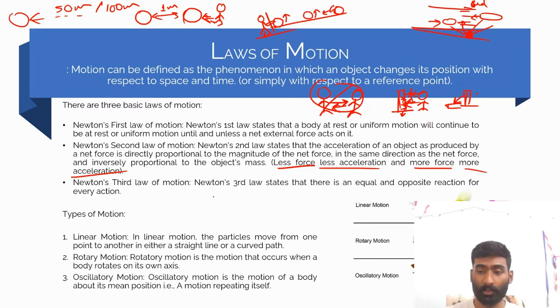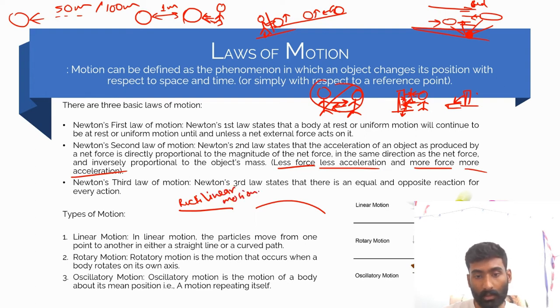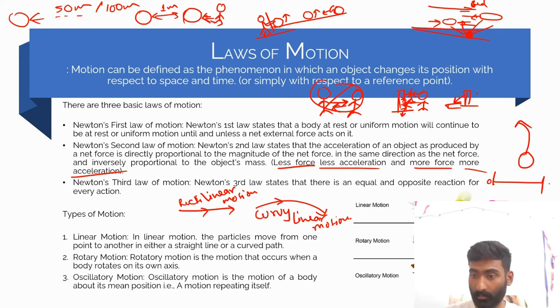Okay, let's see what the types of motion are. Linear motion. What is linear motion? In linear motion, the particles move from one point to another in either a straight line or a curved path. When it's a straight line, it's called rectilinear motion. And when it's going on a curved path, it's called curvy linear motion. Here you can see the bird is moving straight, but sometimes when Ronaldo hits the ball, it goes like this. So it's still linear because it's changing the distance between the starting point and finish point. But it's curvy linear. Rectilinear is straight, like this car.